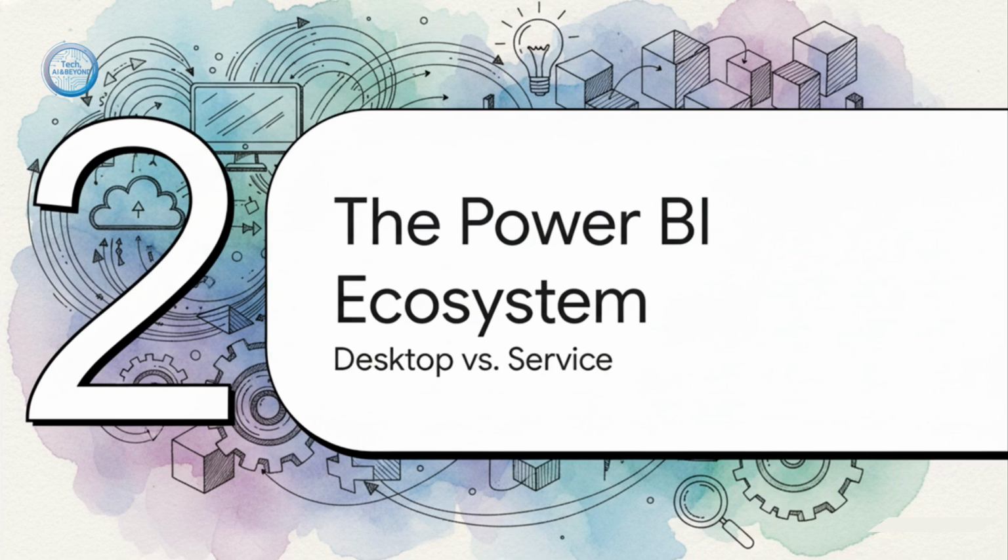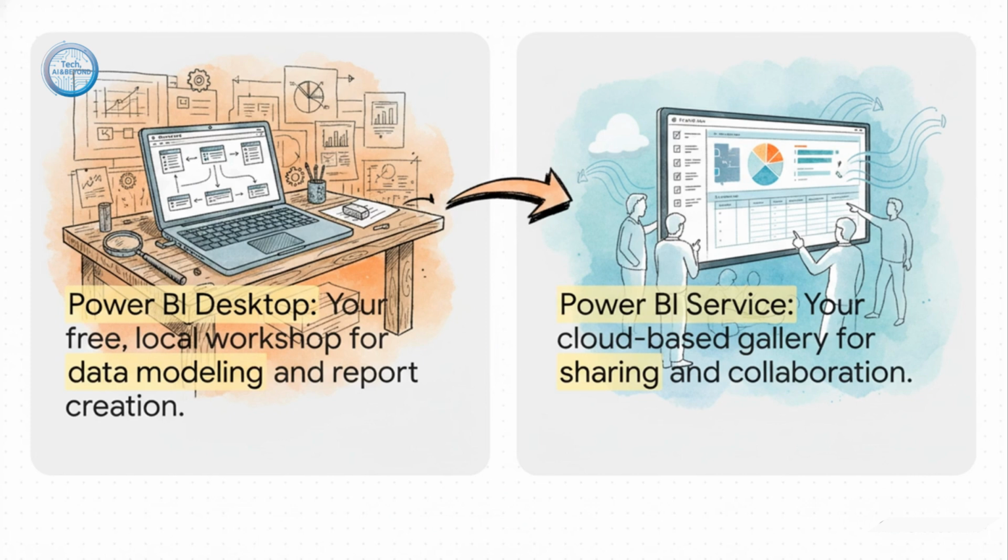To really get good at this, you have to understand the two main places you'll be spending your time, Power BI Desktop and the Power BI Service. The difference between these two is absolutely critical. Here's the easiest way to think about it. Power BI Desktop is your workshop. It's a free app you install on your machine, and it's where you do all the heavy lifting, connecting to data, building your model, and designing the look and feel of your reports. Once you've built your masterpiece, you publish it up to the Power BI Service. The service is the online gallery, the cloud platform where your reports live so you can share them, collaborate with your team, and control who gets to see what.